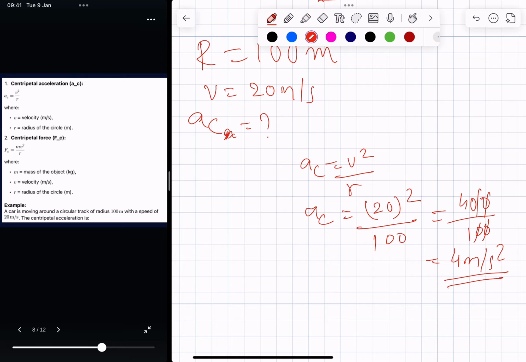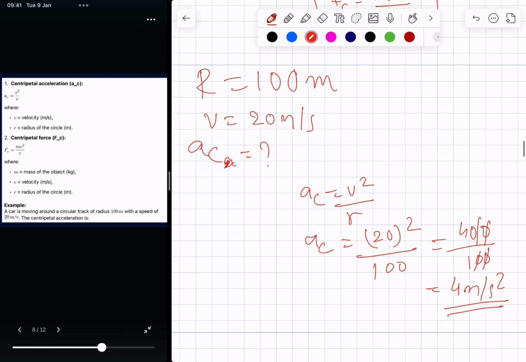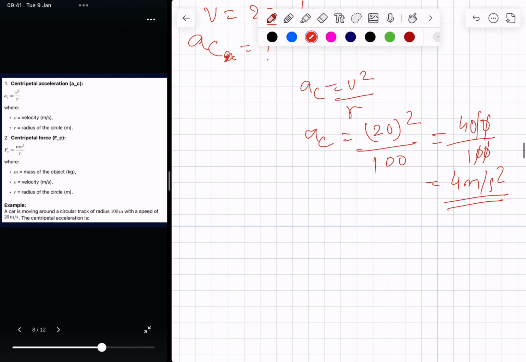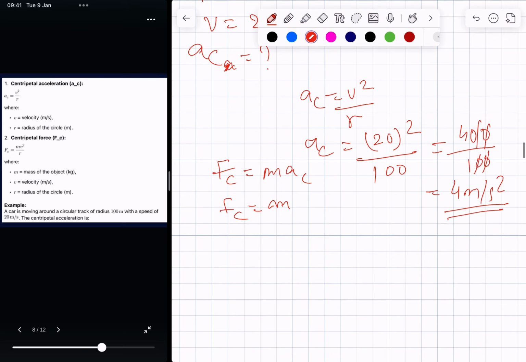So now you can easily calculate, and if they say that the mass of this object was 4 kg, you can simply say that Fc is equal to m into AC. Mass is given as 4 kg, so I can write 4 here, and AC is 4. So the force will be 16 Newton if they have told you the mass. But anyways, they didn't tell you, I'm just saying it as an exception.